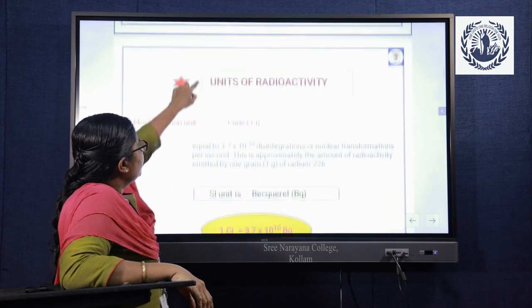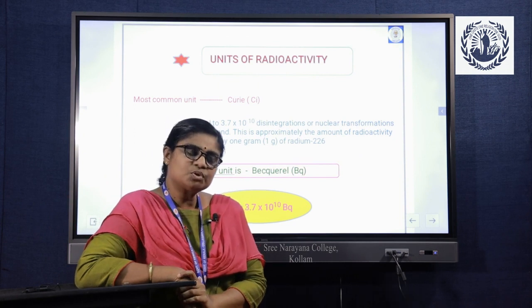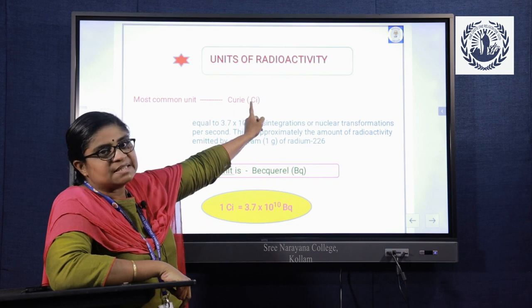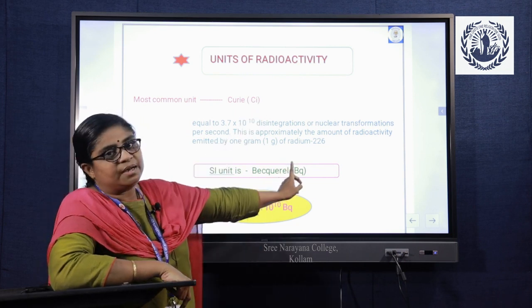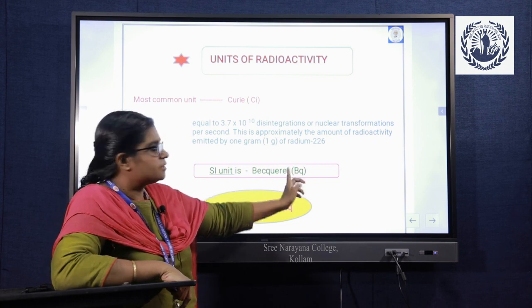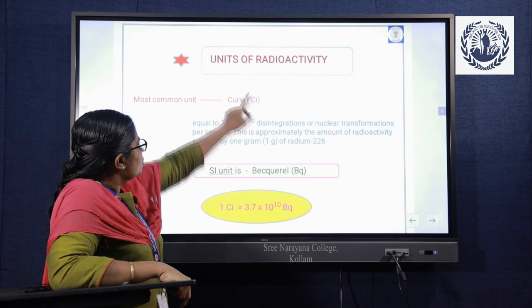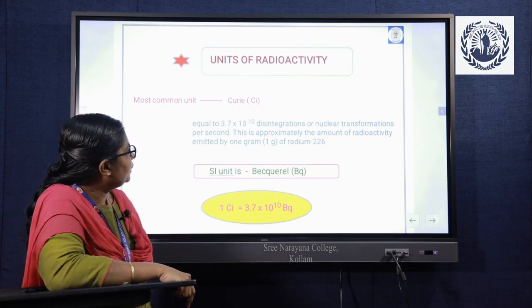Now coming to the units of radioactivity. The most common units used in radioactivity are the Curie, represented by Ci, capital C and small i, and another one is the Becquerel, that is capital B and small q. Curie is the most commonly used unit of radioactivity.